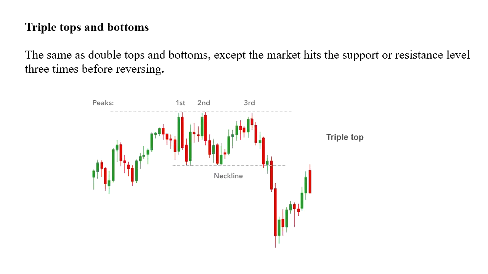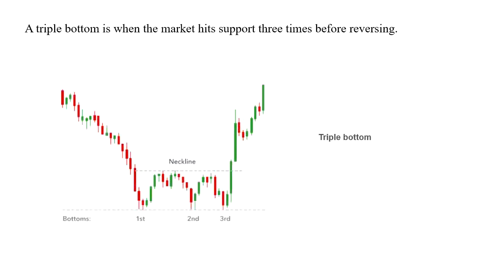Triple tops and bottoms. The same as double tops and bottoms, except the market hits the support or resistance level 3 times before reversing. A triple bottom is when the market hits support 3 times before reversing.